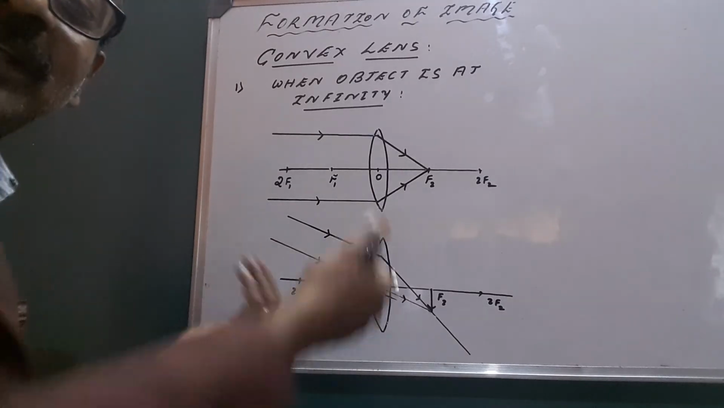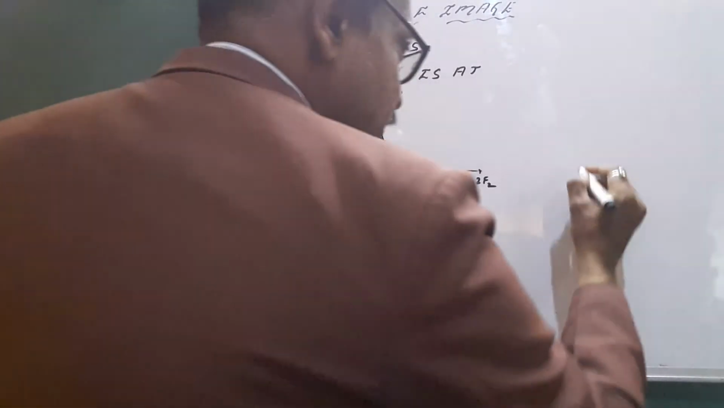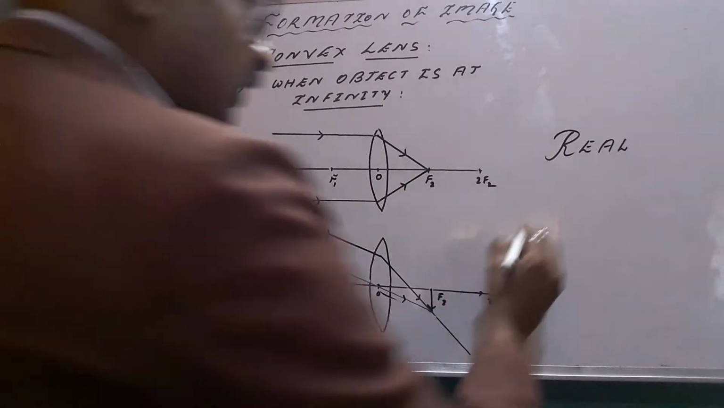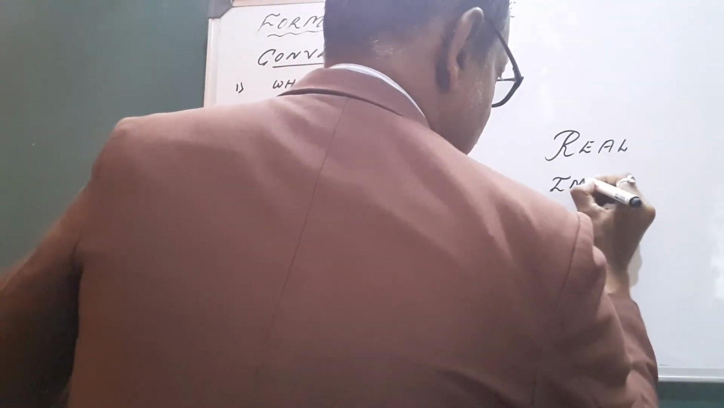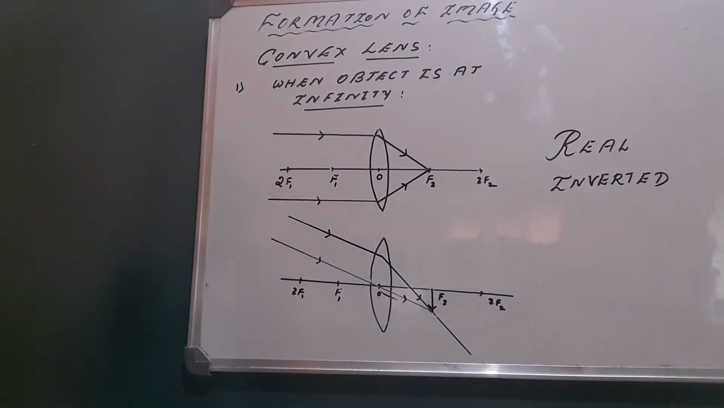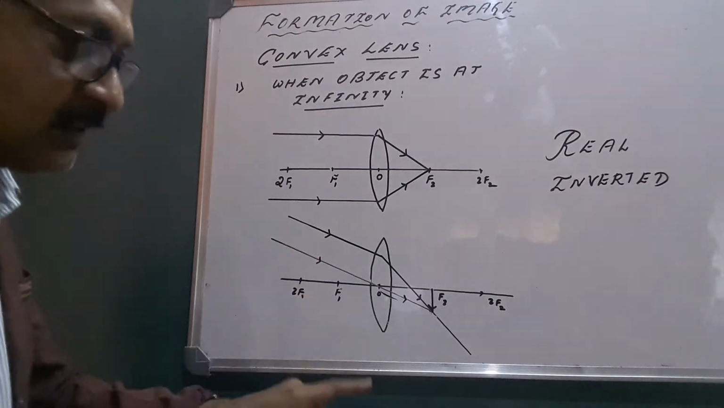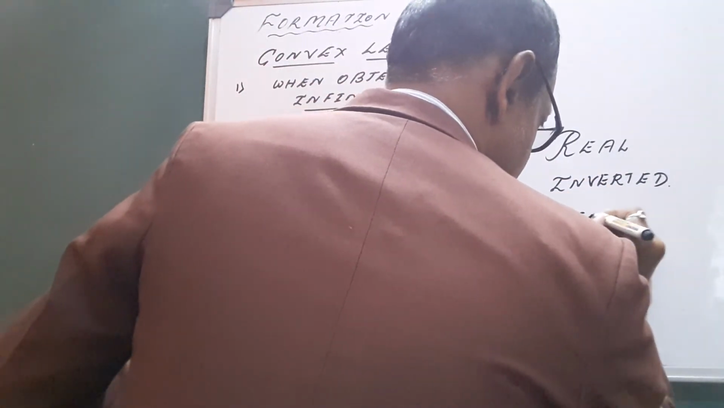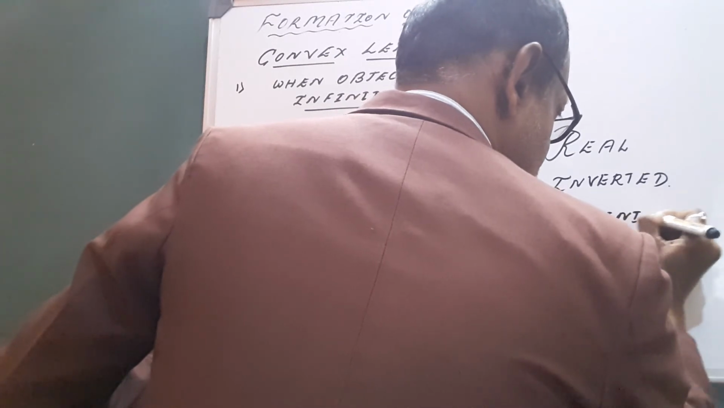What type of image is it? First and foremost, it is a real image; we can take it on the screen. Another one is that it is an inverted image. And thirdly, it is diminished. It is a small image; here you see a point image is formed. So it is termed a diminished image.